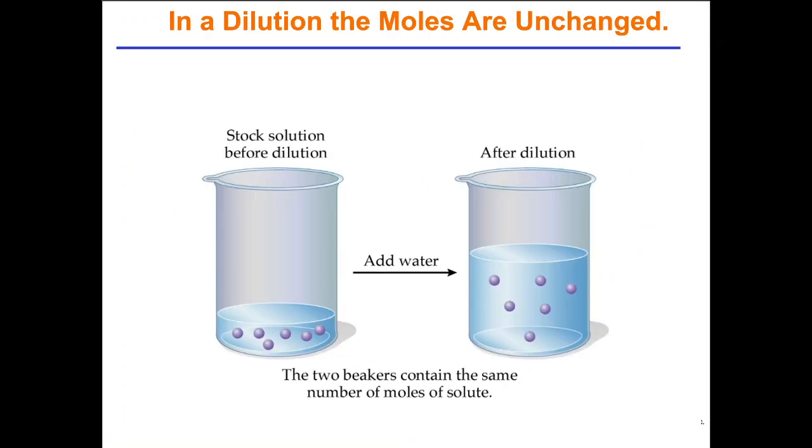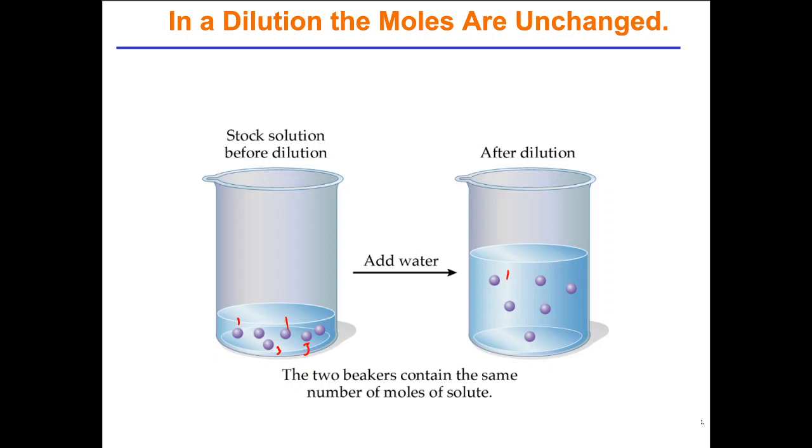Just to make an illustration out of this: in a dilution, the amount of moles does not change. The solution on the left represents my stock solution, before dilution. All I've done is pour some of my stock solution into a beaker, and then I'll add water to it. What's important here is that the number of actual solute molecules hasn't changed. The two beakers contain the same number of moles of solute. Let's say 1, 2, 3, 4, 5, 6, and over here, 1, 2, 3, 4, 5, 6. The number of moles of solute molecules has not changed. We've just put them in a bigger house.